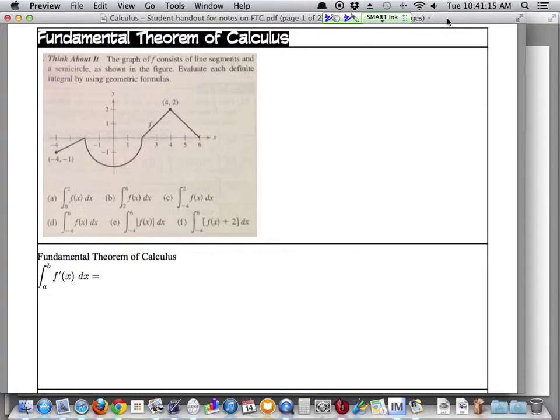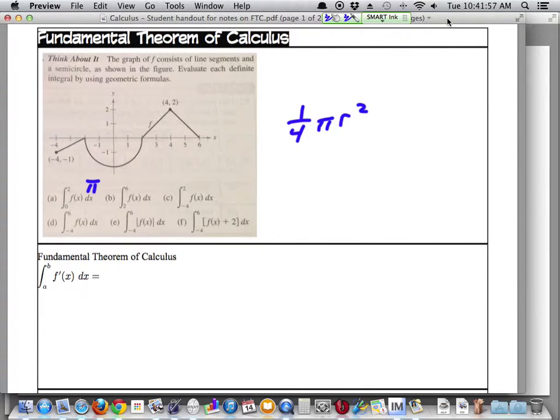On A, we want the definite integral from 0 to 2 of f of x dx. Now, what does a definite integral represent again? The area under the curve. So I'm interested in the area under the curve between 0 and 2. How much of a circle is that? It's a quarter of a circle. What's the area of a circle? Pi r squared. In this case, the radius is 2, so 2 squared is 4, and I end up with pi.